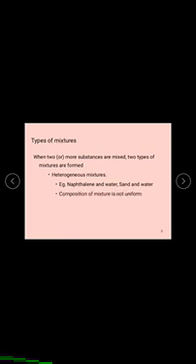And next one is the composition of mixture is not uniform. Okay, means that it does not give the uniform character. In this we can easily separate out the two parts. These components are identified separately.